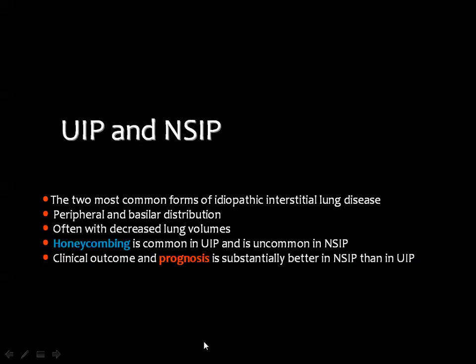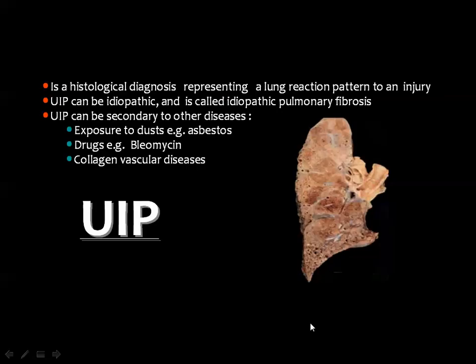We'll start with the two most common causes of interstitial lung disease of the idiopathic form: the usual interstitial pneumonia and the non-specific interstitial pneumonia. Both can produce similar findings, but honeycombing, as I will explain, is common in usual interstitial pneumonia and uncommon in non-specific interstitial pneumonia. The prognosis of the usual interstitial pneumonia is bad compared to the non-specific interstitial pneumonia.